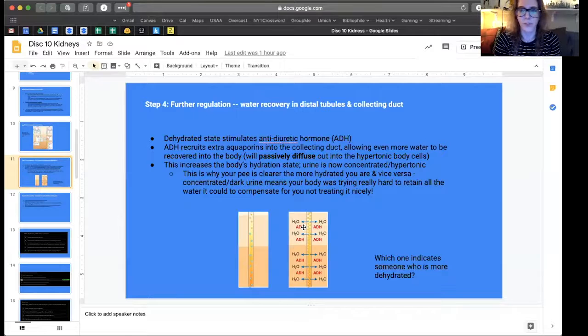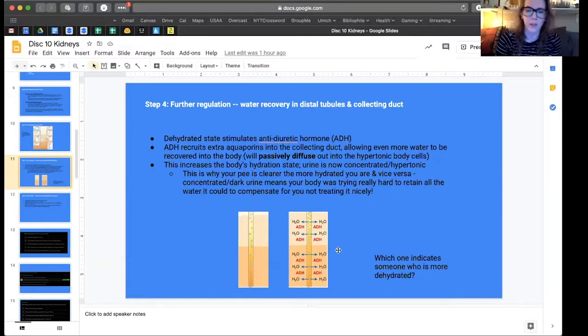Now what we're saying is if we mutate something about this ADH system, so either the receptors or we don't even make ADH at all, something will happen where even when we have a dehydrated state, which ultimately should increase the amount of water in the bloodstream, they're not going to be able to do that because they don't have that signal that's going to recruit those extra aquaporins. So at that point, you're going to get the same result as if you didn't have that dehydrated state.